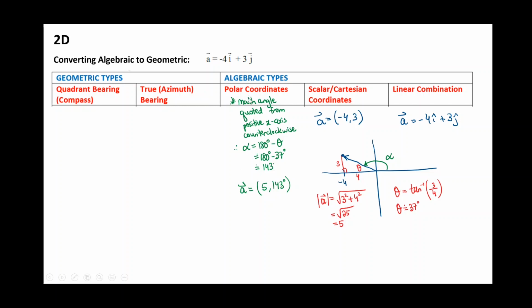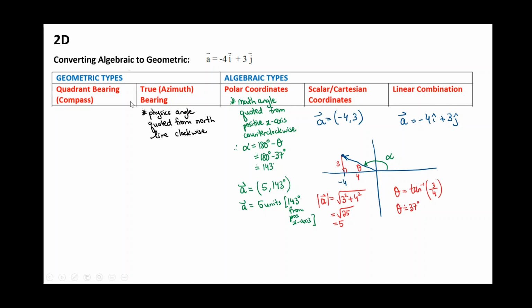Vector A written in polar coordinates would be the magnitude, comma, the angle counterclockwise from the positive x-axis. If you were to write it in the usual way that we do, in the geometric way, we would say 5 units and then in words describe the direction, which is a little bit more awkward than this polar coordinates way.